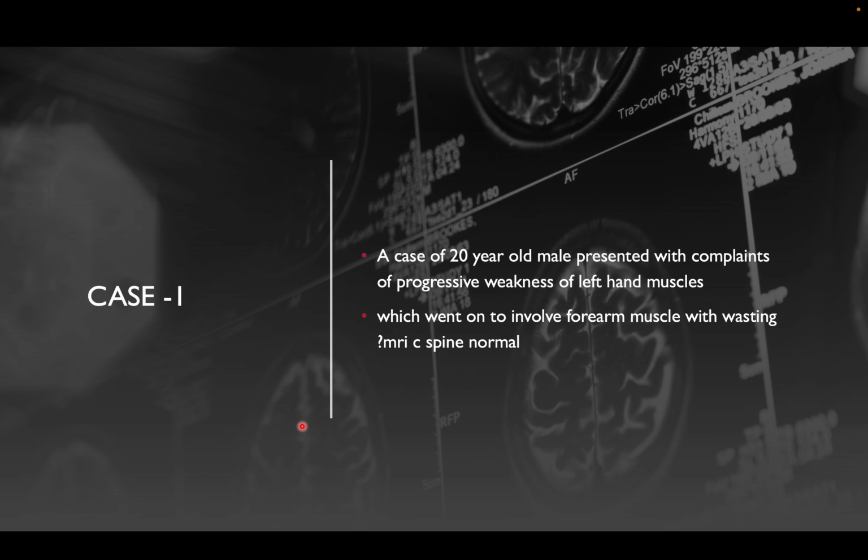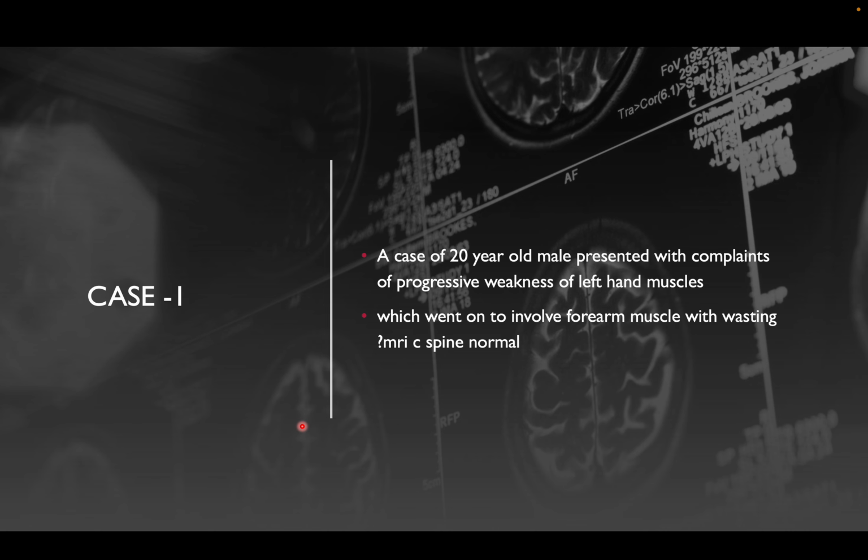A 20-year-old male presented with a complaint of progressive weakness of left hand muscles, which went on to involve the forearm muscles with wasting, and MRI C-spine was normal. So you can see there is a progressive wasting of left hand muscles. They are not telling anything about whether the flexors or extensors are involved. So they are telling the entire left hand muscles have weakness.